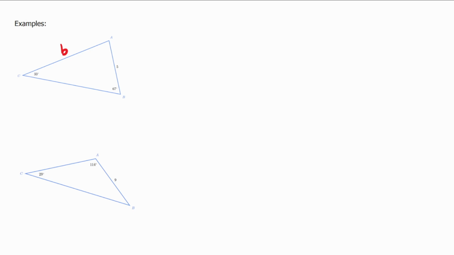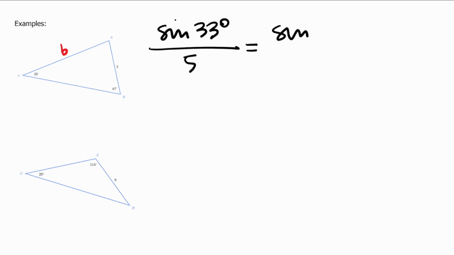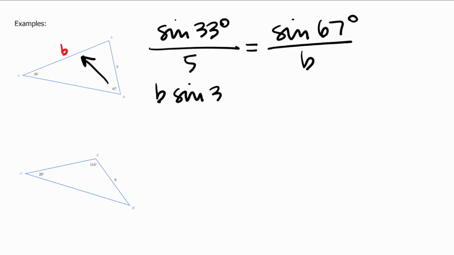We're going to say, all right, sine of an angle divided by the side length across from it is always going to be constant. So sine of 33 degrees divided by 5, the side across from it, is going to be equal to sine of 67 degrees divided by the side across from it, which is b. Now I can solve for b algebraically, cross multiply, so b times the sine of 33 degrees is going to equal 5 times the sine of 67 degrees.